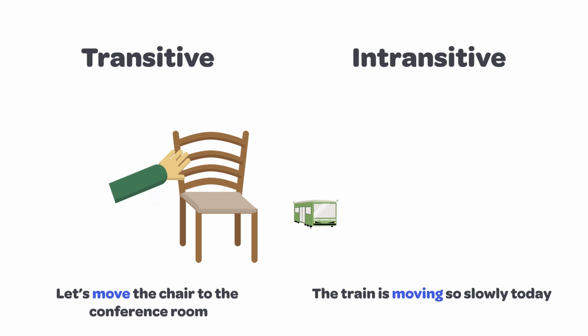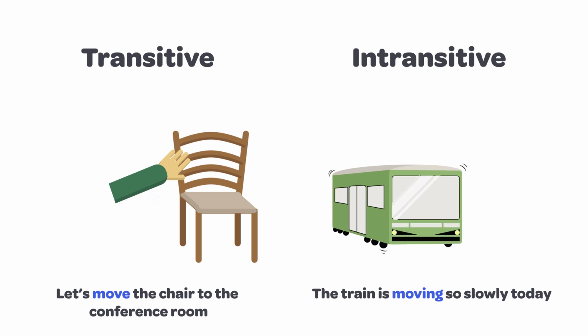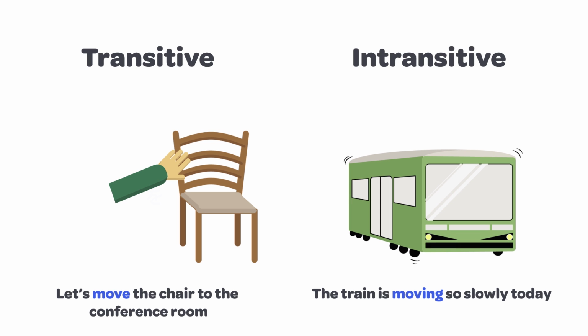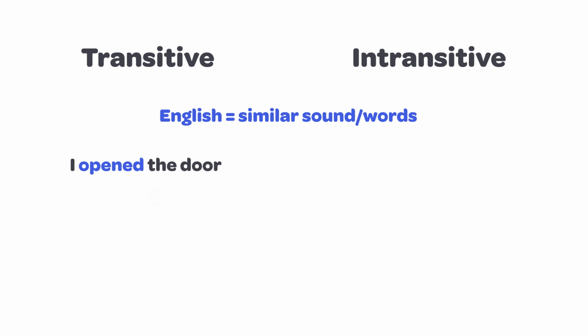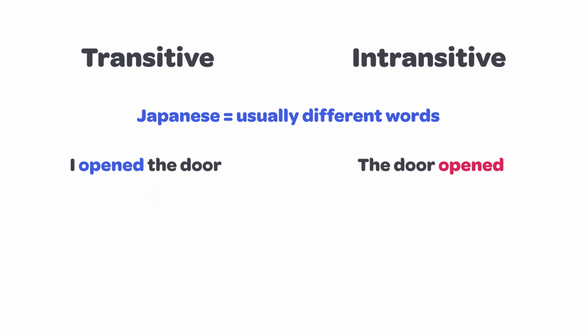Transitive. The train is moving so slowly today. Intransitive. Did you notice that in English, oftentimes the transitive and intransitive equivalents sound exactly the same? Like, I opened the door and the door opened. In Japanese, they are almost always different words. Some of them do sound a little bit similar, but they are still not the same verbs.